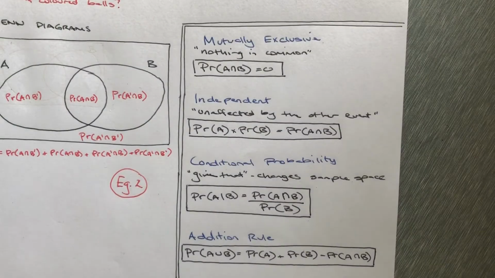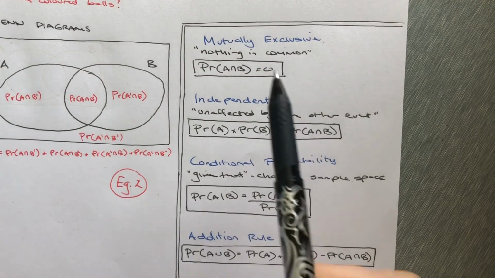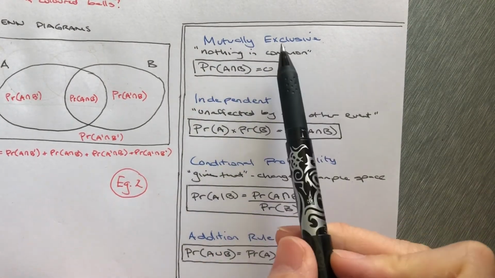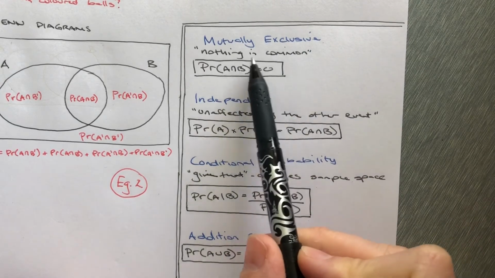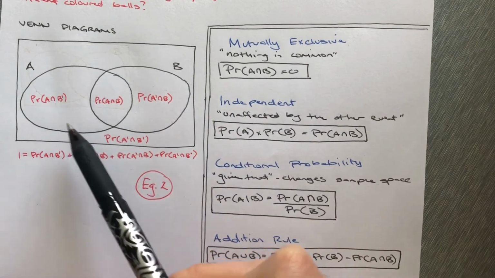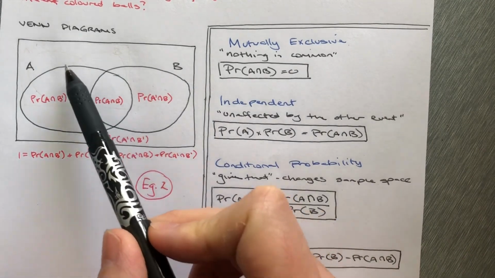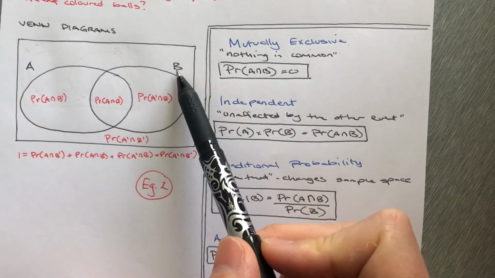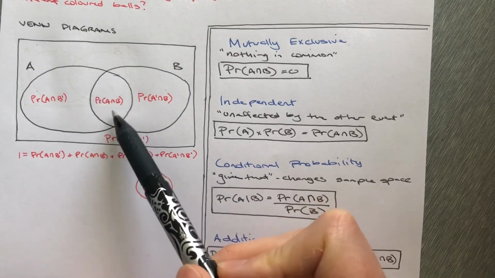The last thing I'm going to touch on for chapter 13 is some of these formulas that we've been given and maybe some of the language that's used around them as well. So if ever you're told something is mutually exclusive, what that means is the two events have nothing in common. If we look at our Venn diagram over here, if events A and B had nothing in common, that means there'd be nothing in this middle section.